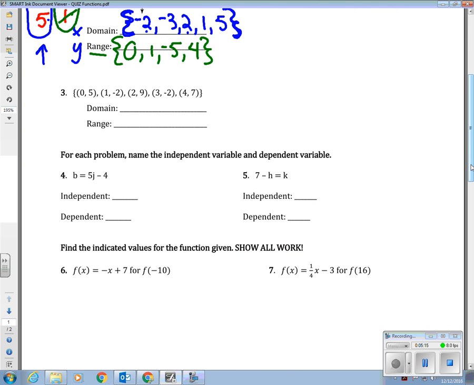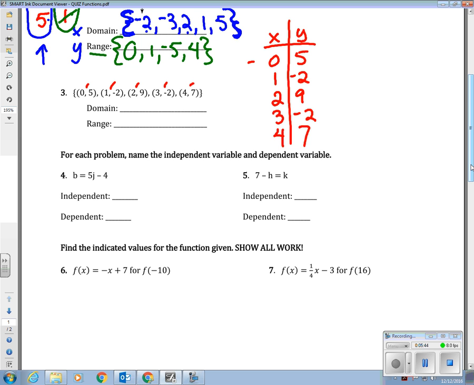I also have to find the domain and range for these ordered pairs. And again, I would strongly urge you to put it in a table to do this. So I'm going to do my table over here, give myself some room. And again, my X and my Y, I just think it's a little easier to see it this way. My ordered pairs are 0, 5; 1, -2; 2, 9; 3, -2; and 4, 7. Let's make sure I didn't miss anything. I have 1, 2, 3, 4, 5 ordered pairs.